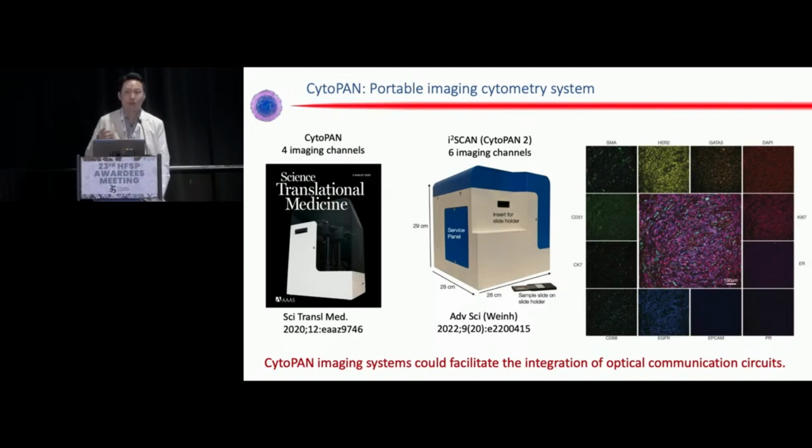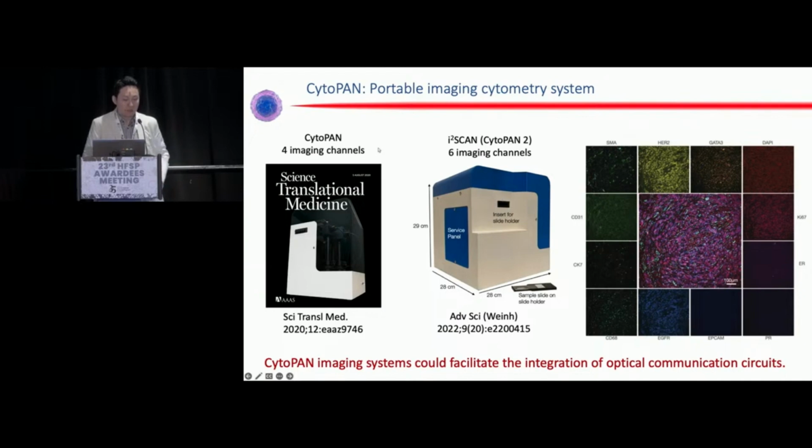So when you think about the imaging cytometry system, it's a very bulky, expensive system. Or you also think about a multi-channel fluorescence imaging system with fully automatic operation that is also very bulky and difficult to integrate with the other circuitry. So the idea is that we want to make a very small, about 30 centimeter cube imaging system.